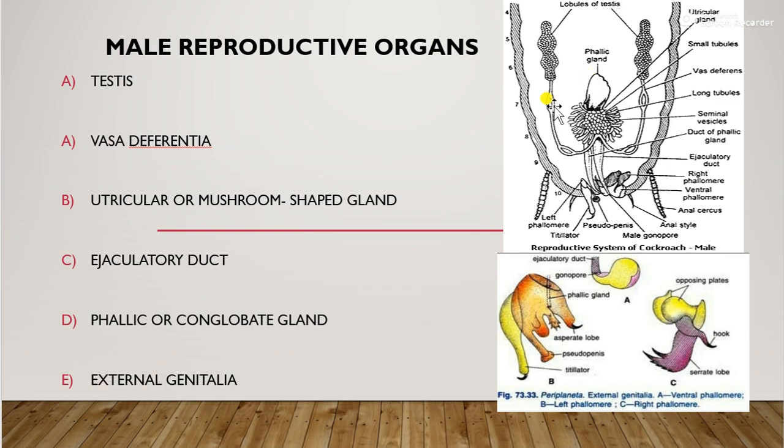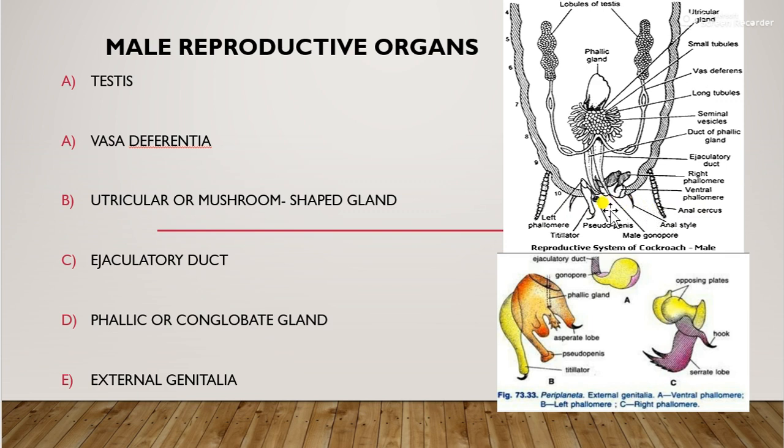And then the next organ is the external genitalia. Look at this. The external genitalia has some chitinous asymmetrical structures. These asymmetrical structures are found surrounding the gonopore at the end of the abdomen. And these are three phallomeres: the left phallomere, then the right phallomere.